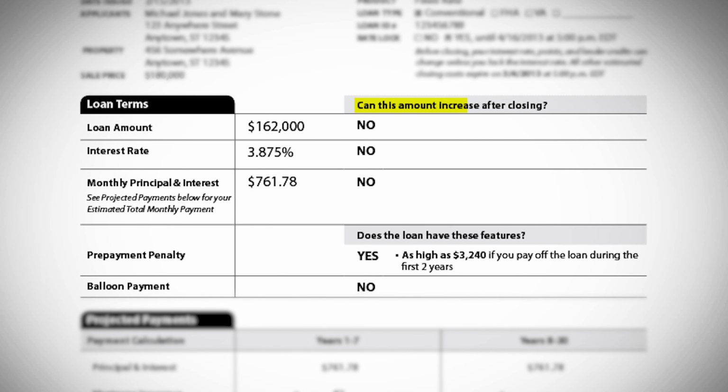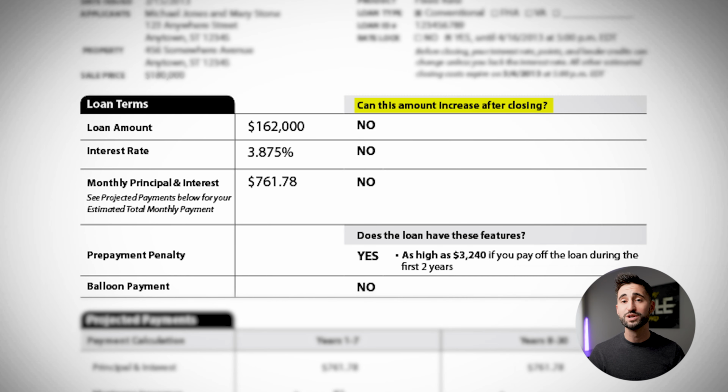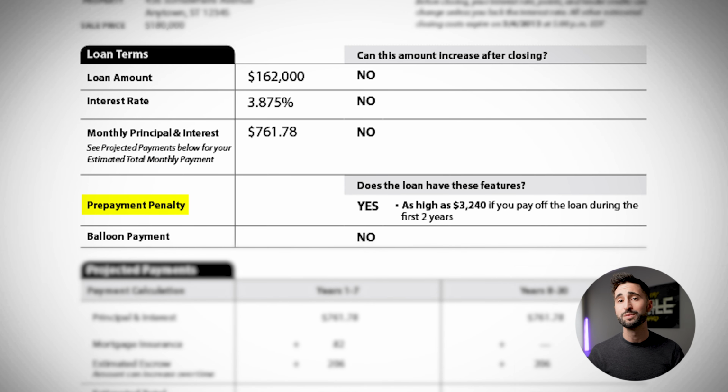And outside of making sure that the terms are correct, you want to pay attention to the right-hand column that says, can this amount increase after closing? If you're in a fixed rate loan, it will always be no. However, if you're in an adjustable rate mortgage, you will see yes in this column. However, spoiler alert, if you are in an adjustable rate mortgage, your loan estimate will have additional information than what you see here. Moving on, we've got the prepayment penalty section.